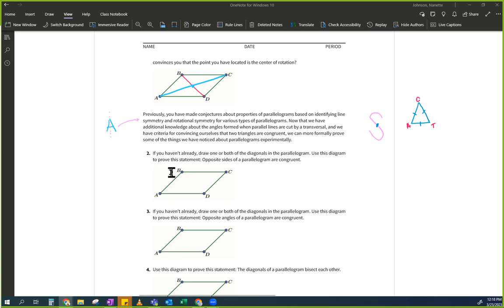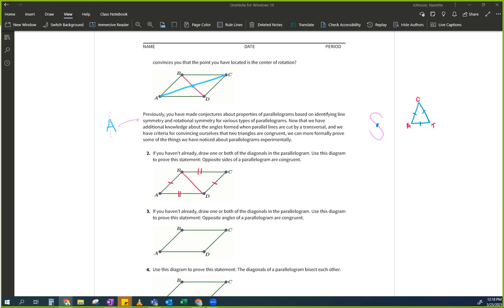Moving right along. If you haven't already drawn one or both of the diagonals of the parallelogram, use this diagram to prove the statement: opposite sides of the parallelogram are congruent. I'm going to draw BD in, and your job is to prove that AB is congruent to DC and AD is congruent to BC.